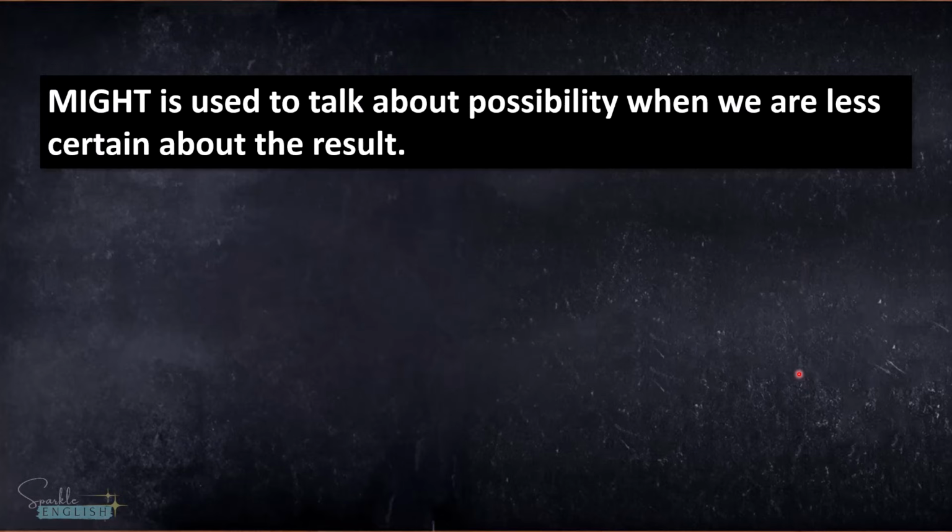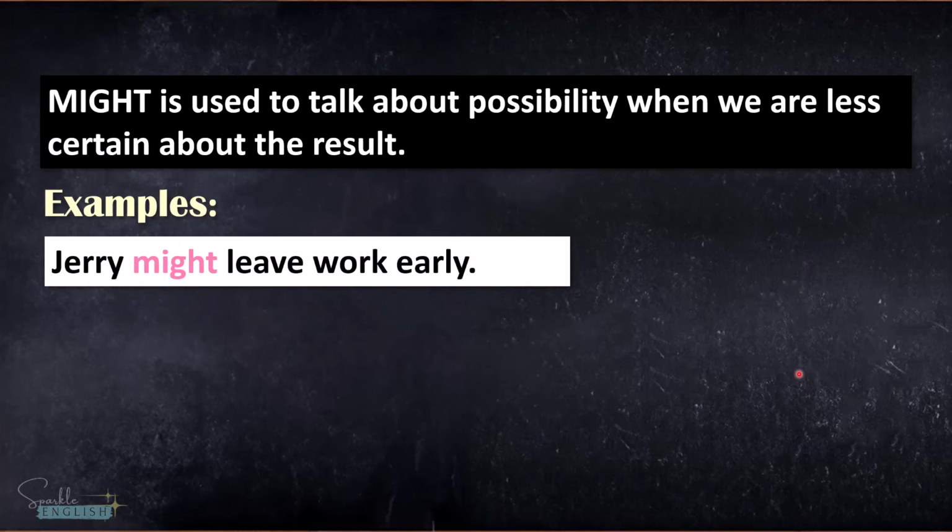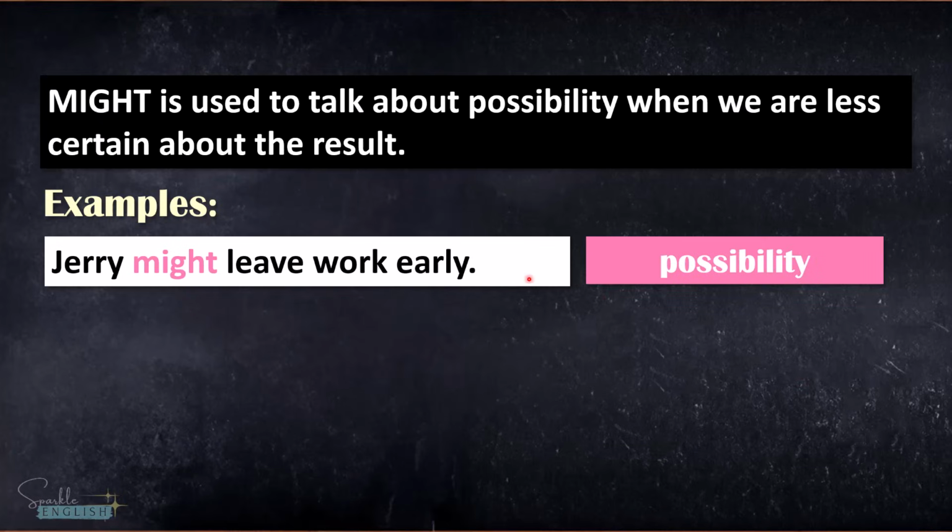Might is used to talk about possibility when we are less certain about the result. It suggests that something is possible, but we are not very sure. We can also use might to make suggestions. Here's an example. Jerry might leave work early. In this example, might is used to express possibility. He might leave work early. You could also say, Jerry may leave work early. But might is even less certain than may. He might leave work early. It's sort of a weak possibility.